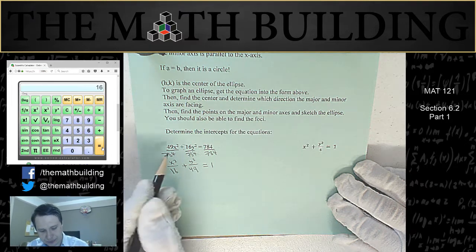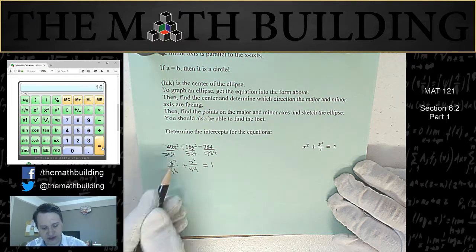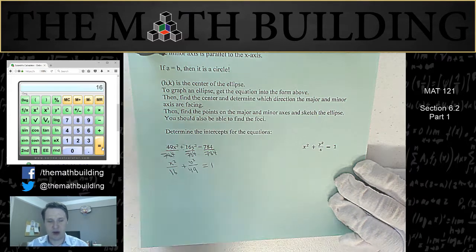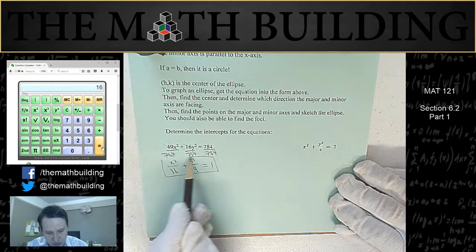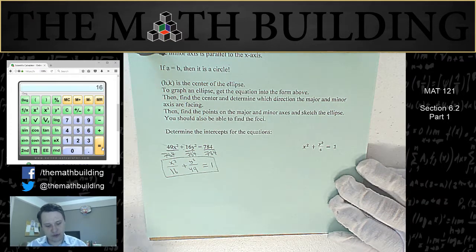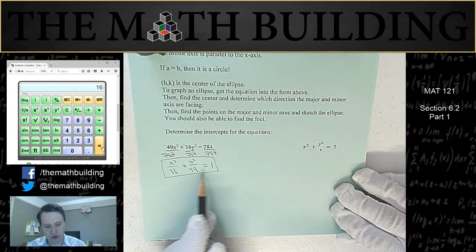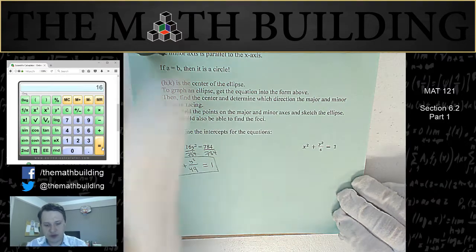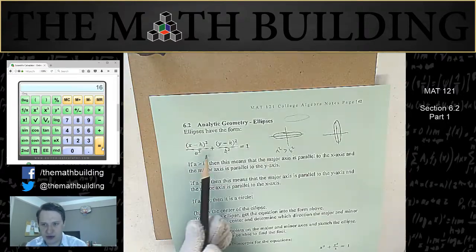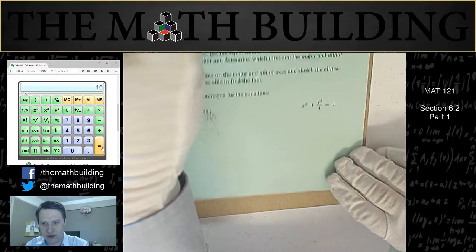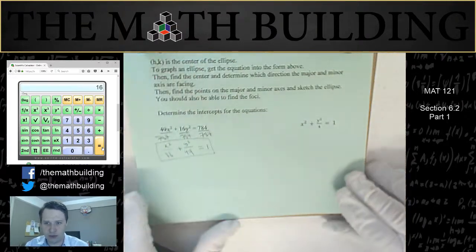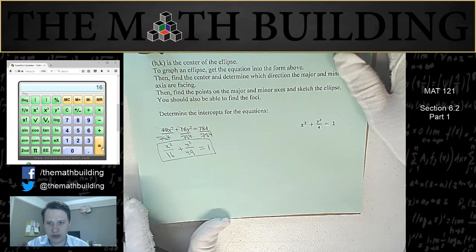So again, 49 goes into 784 16 times. All I did there was reduce the fraction. So you notice that this is the equation of an ellipse: x squared over 16 plus y squared over 49 equals 1. Notice that we don't have any h or k here. x and y are both by themselves, which means that the center of our ellipse is going to be the origin.